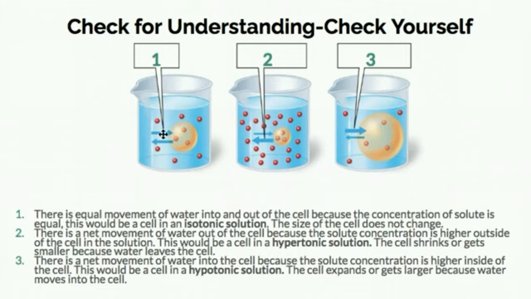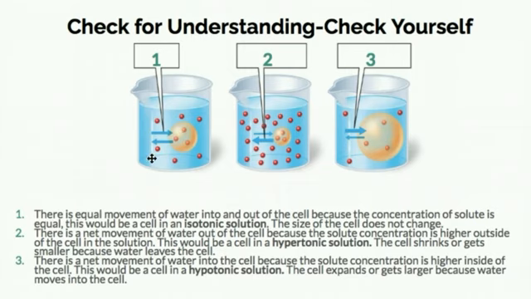Number 1, there is equal movement of water into and out of the cell. We can tell that by the arrows. We're going to assume that's because the concentration of solute is equal, both outside of the cell and inside of the cell. This would be a cell in an isotonic solution, and the size of the cell does not change.